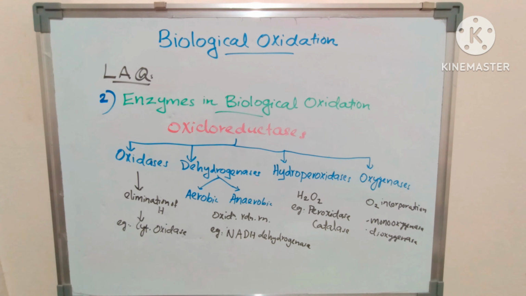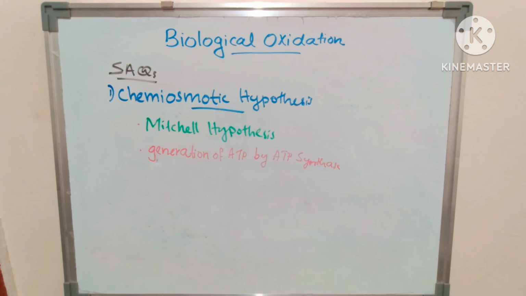Coming to short answer questions. First one is chemiosmotic hypothesis. This is also called the Mitchell hypothesis. This theory deals with the generation of ATP by ATP synthase. Chemiosmosis involves the pumping of protons through special channels in the mitochondrial membrane from inner to outer compartment.